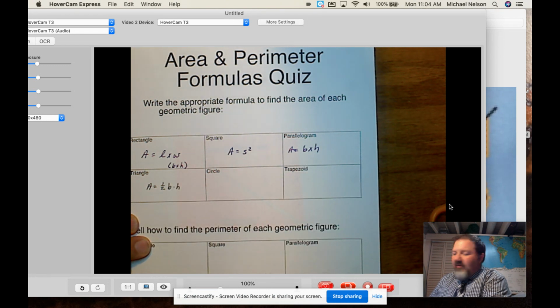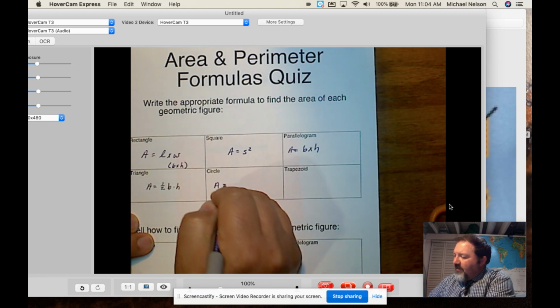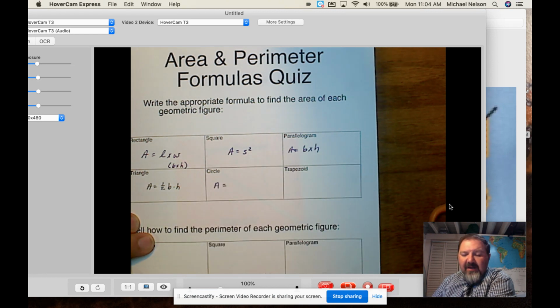Okay. Circle, we're not going to get into a circle very much. I don't think we will do that until tomorrow, when we'll talk a little bit more about a circle, but circles are kind of special. They are an area formula that's based off of the number pi.